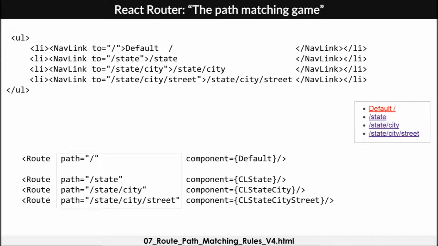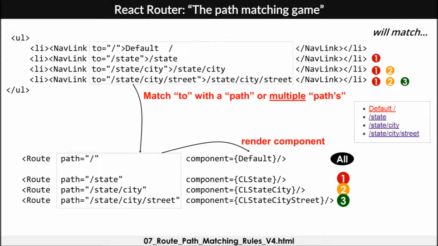So here's the code. I've just got a bunch of NavLink entries in an unordered list. And you'll see the actual to part matches the actual words that are being displayed. So life is very easy. And down at the bottom, I've got the route entries with the matching path and the components. You'll notice everyone has got its own component, CL state, CL state city, CL state city street, to match the URL.